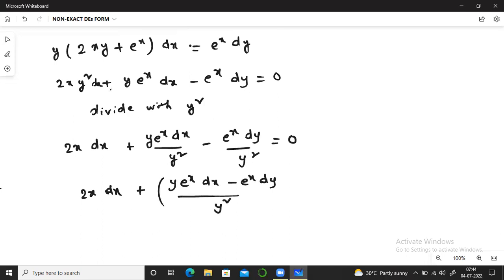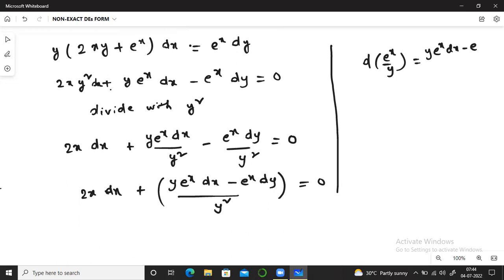See, it is looking something like, you know, I can regroup this equation into another form. What is that form? See, it is looking like the u by v formula: v into du by dx minus u into dv by dx, by v square. It means this is the differentiation of e to the power x over y, the u by v formula: y into e to the power x dx minus e power x into dy divided by y square. See, the exact thing is there. It means this second part I can regroup into 2x dx plus differentiation of e to the power x over y is equal to 0.